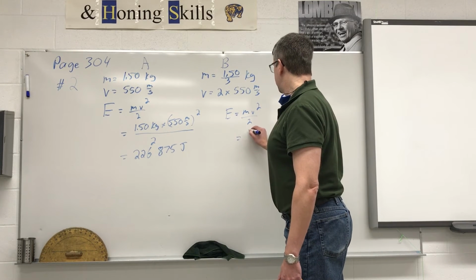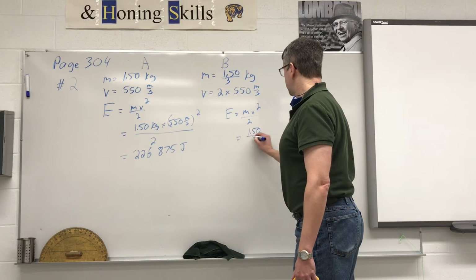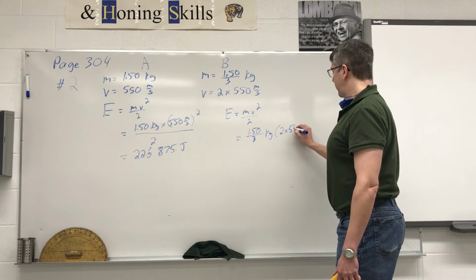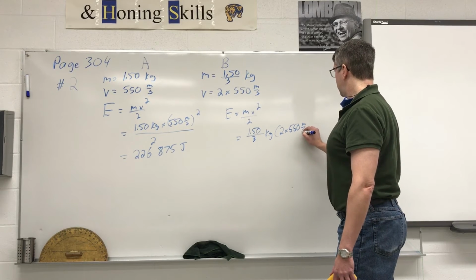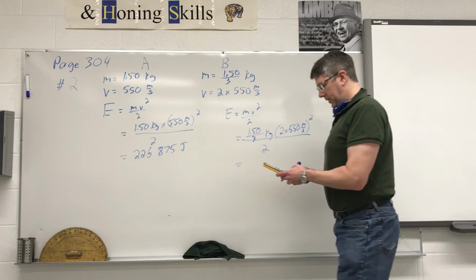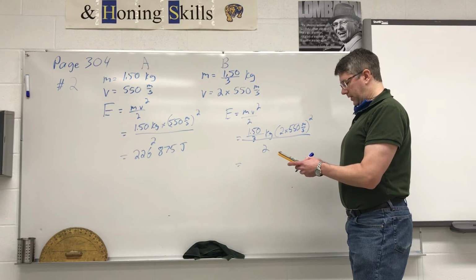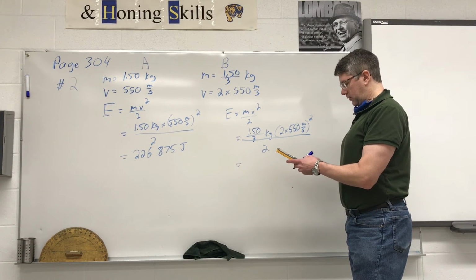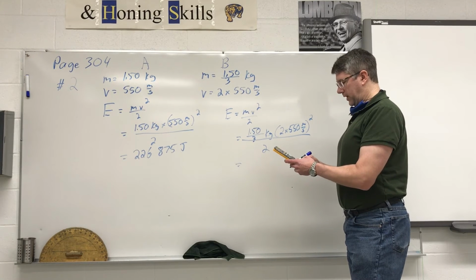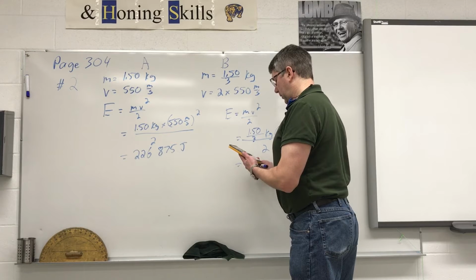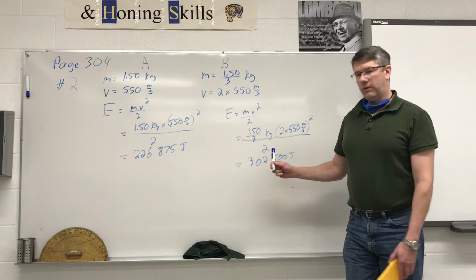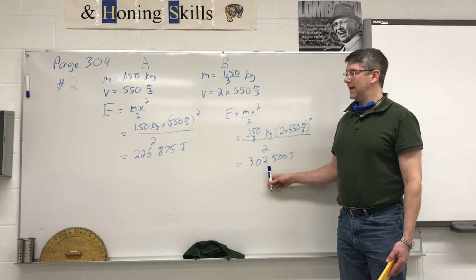And figuring this out for B, we have E equals mv squared divided by 2. So we have a mass of 1.50 kilograms divided by 3. We have a velocity of 2 times 550 meters per second, all squared, all divided by 2. So 1.5 divided by 3 times brackets 2 times 550, close brackets squared divided by 2 gives us 302,500 joules. So from this we can see cannon B has more energy.